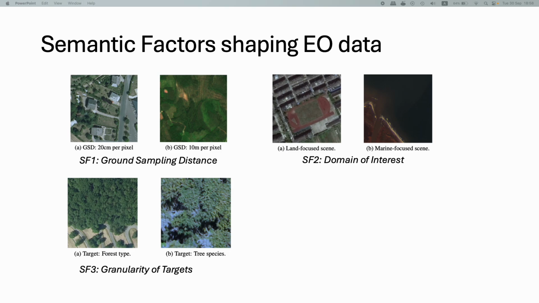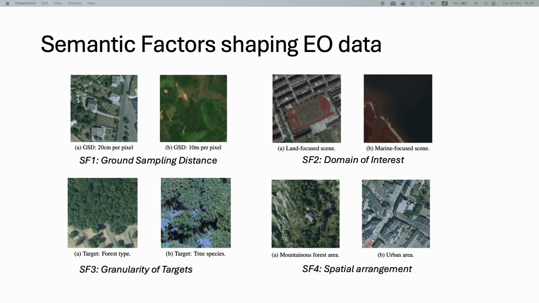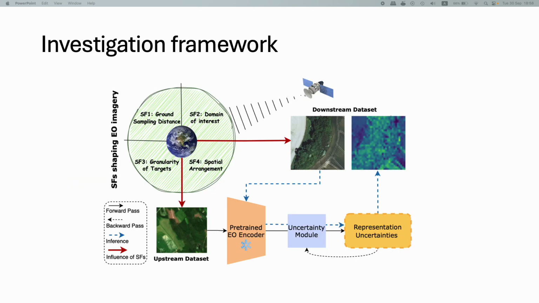Then we have the granularity of targets. The required semantic detail varies across Earth observation tasks, ranging from fine-grained knowledge of small-scale objects, like tree species classification, to high-level patterns like forest detection. And finally, we have the spatial arrangement. Object positioning can reveal very important insights into the processes shaping an Earth observation scene.